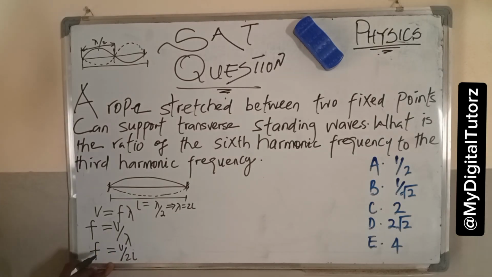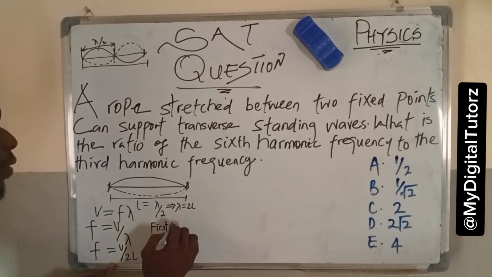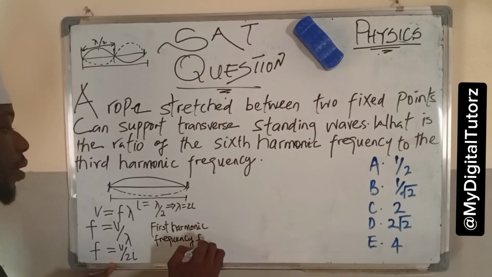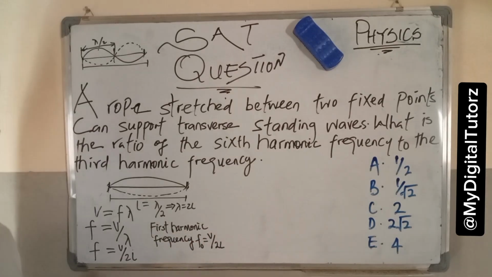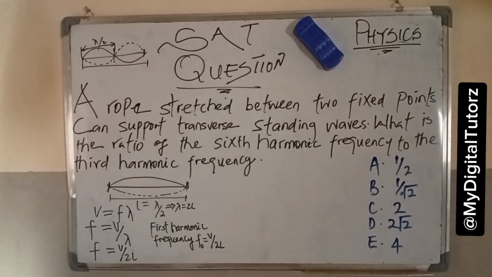Which is known as the fundamental frequency, or otherwise known as the first harmonic. So here is our first harmonic frequency, f naught, equal to V over 2L. I hope you are following. Okay, so here is our first harmonic.